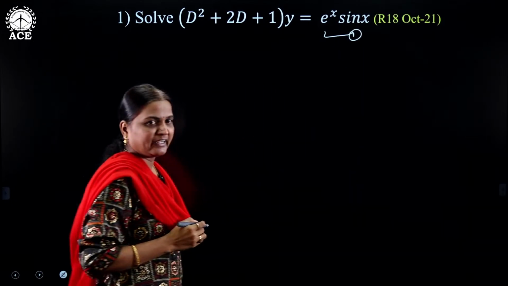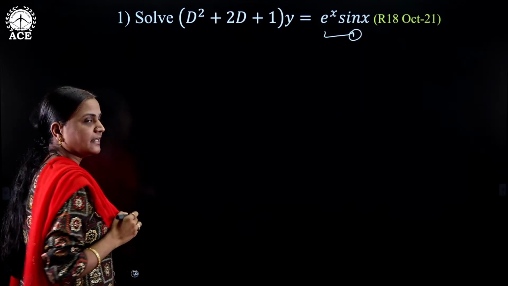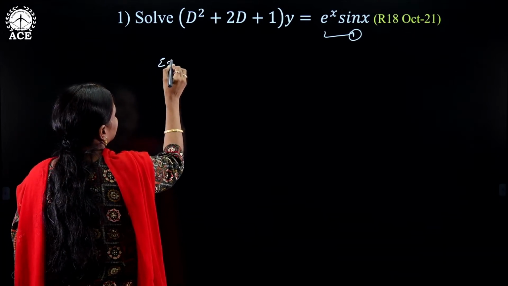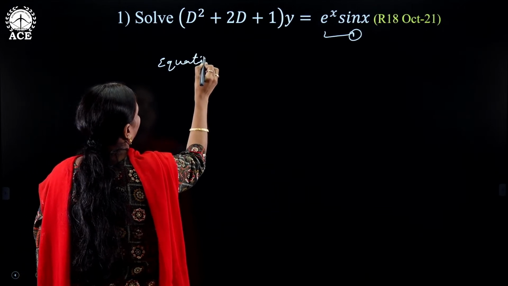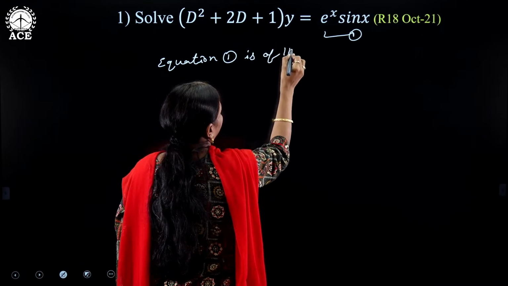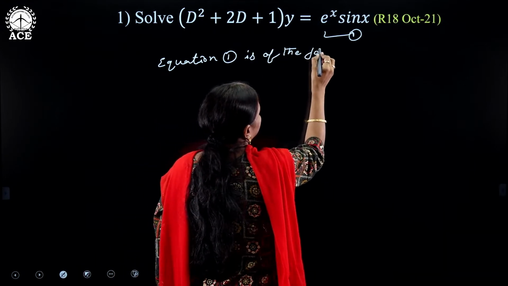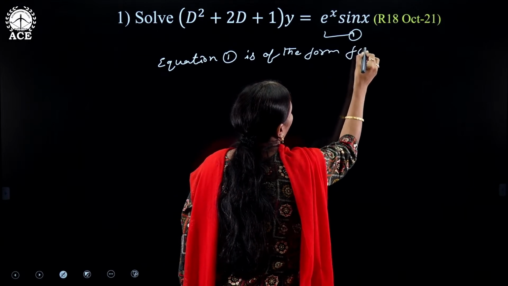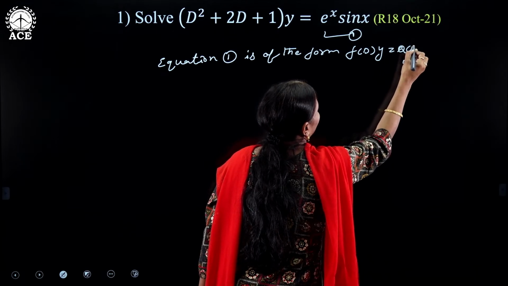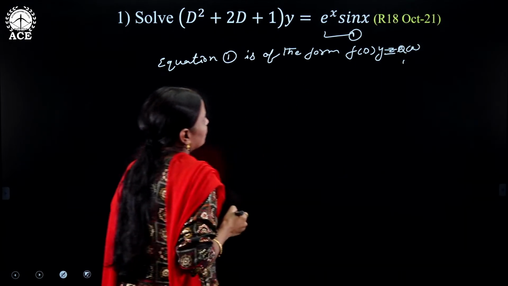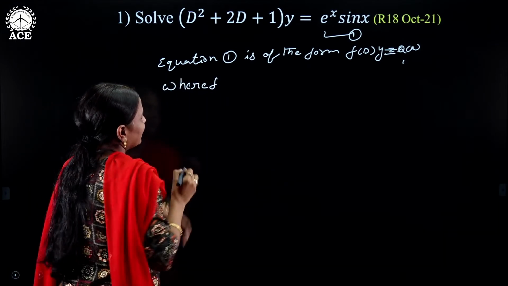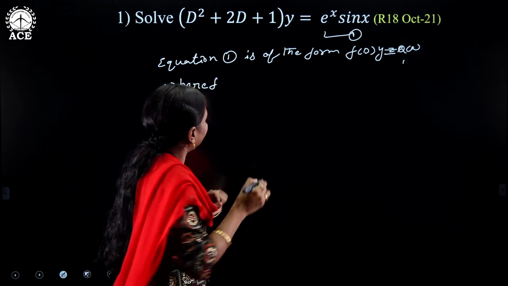Now here this equation 1 is a non-homogeneous linear differential equation. Equation 1 is of the standard form f of d into y is equal to q of x. So what is f of d? Just compare the given equation with this standard form and write f of d.